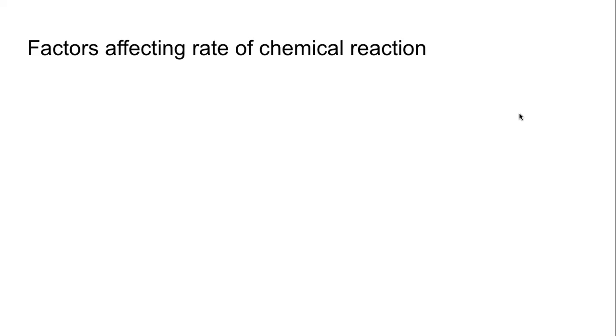If you look at page number 40 and 41, you will see the heading factors affecting the rate of chemical reaction. A, B, C, D, E. These are the 5 things, 5 factors.